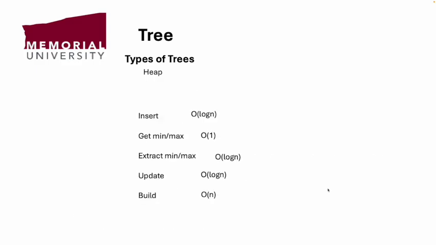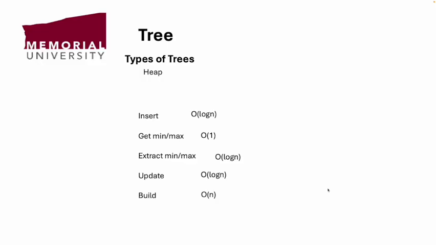Okay, good. Let's look at the time complexity. Insert is big O of log n. Minimum is big O of 1, right? Extract is big O of log n. Update is big O of n. Build is big O of n. Big O of log n. Big O of n. So this other operation, worst scenario is big O of n.